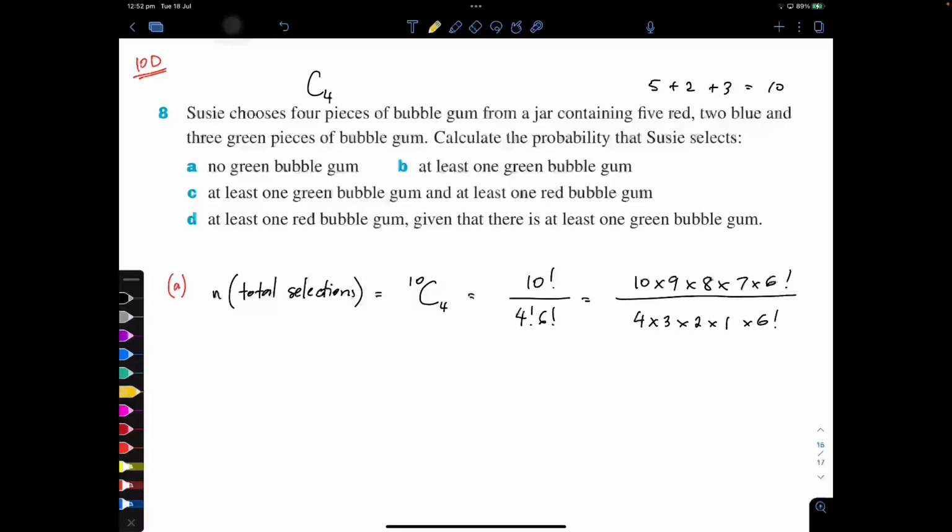Yeah, and it will cancel out. So I just wanted to expand it 10 times. Anything else you can cancel out, cancel out. So the 8 cancels out there. You can also cancel out the 3 and the 9 there.